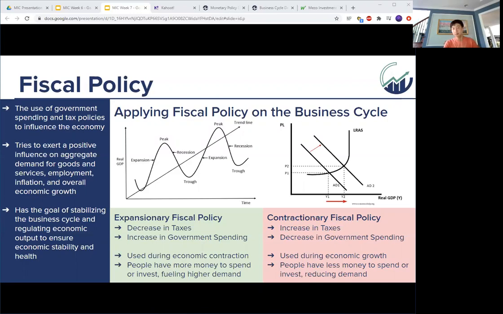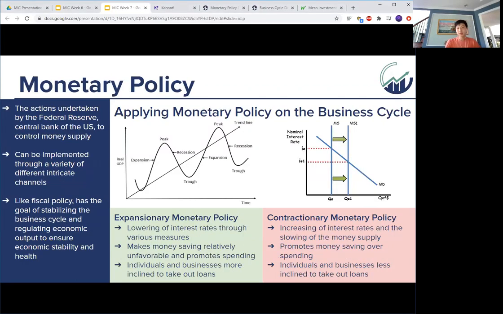So, whereas fiscal policy is enacted by the legislative and executive branch, monetary policy is enacted by the central bank of the United States, the Federal Reserve. So, in essence, monetary policy refers to the actions undertaken to control money supply to achieve the goal of stabilizing the business cycle and regulating economic output, just like fiscal policy. But compared to fiscal policy, though, monetary policy is a bit more complex and it has a lot more intricate components to it. So I won't be able to thoroughly discuss it all today.